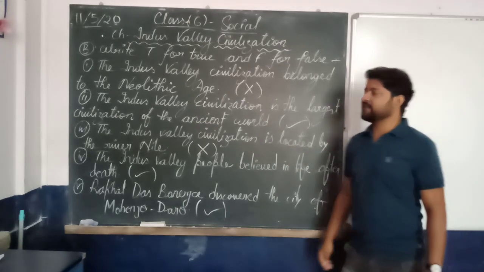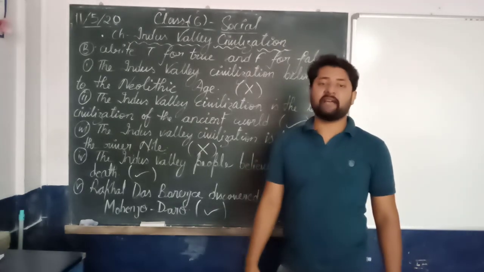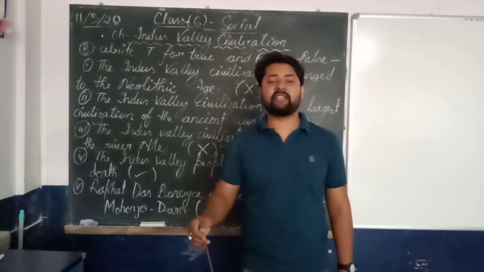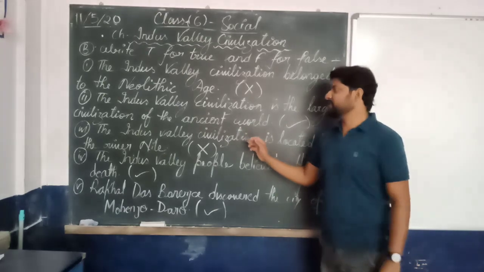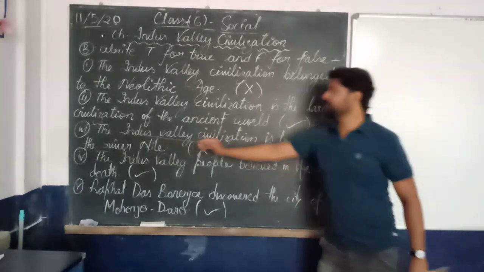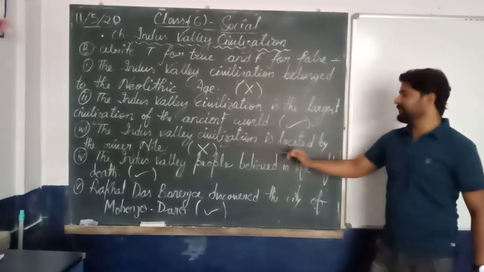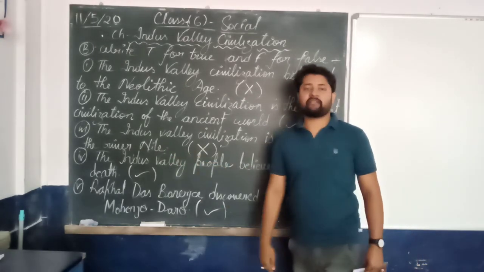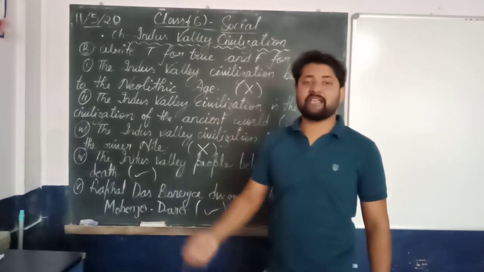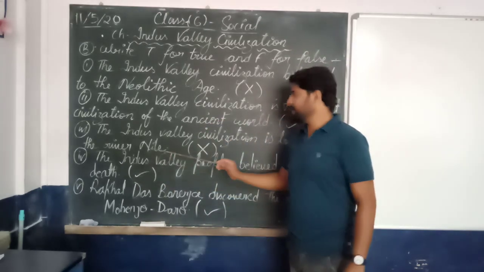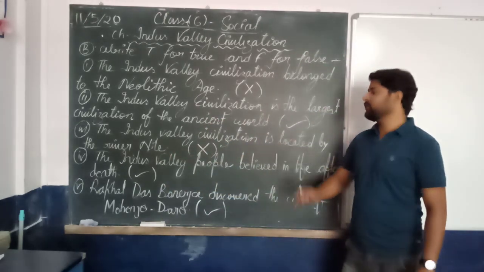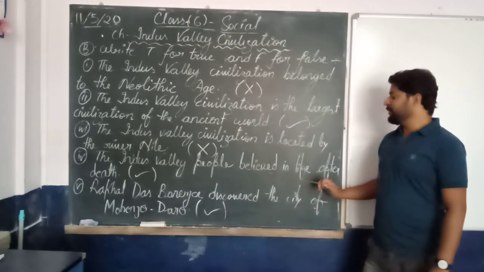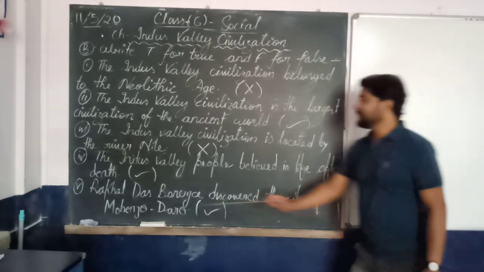Next, the Indus Valley civilization is the largest civilization of the ancient world. True. If you compare it to the Mesopotamian civilization or the Egyptian civilization, it is the largest civilization of the ancient world. True. The third one: the Indus Valley civilization is located by the river Nile. No, it's located by the river Indus, as we have done in the last exercise as well. So it is written Nile, which is wrong. False.